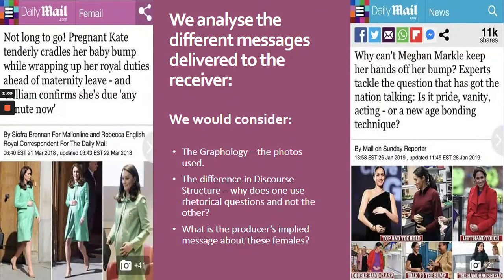So we might examine two newspaper articles here from the Daily Mail, and we will look at why there are different presentations of the two duchesses, why they're using rhetorical questions in the Meghan Markle extract, and what they are trying to imply through the photos that they use.